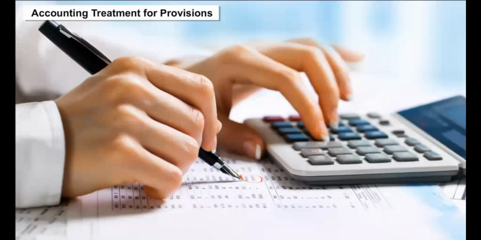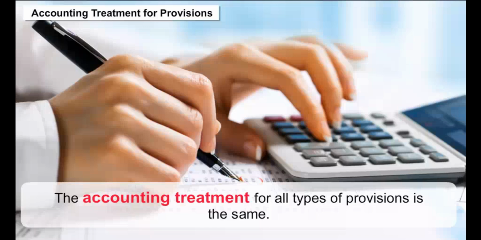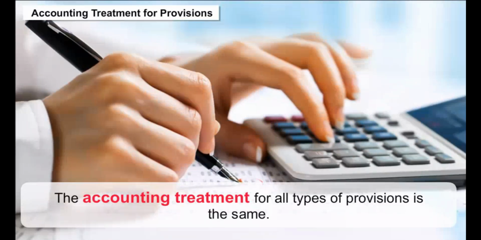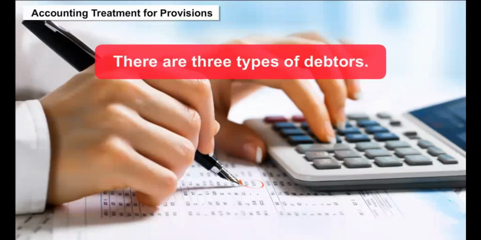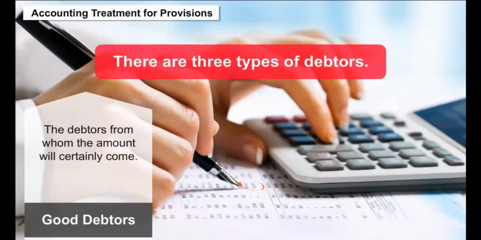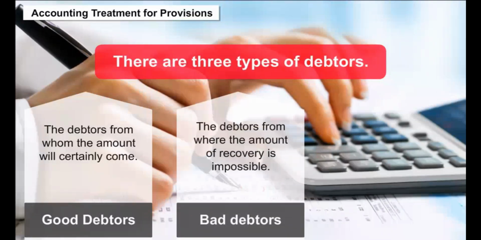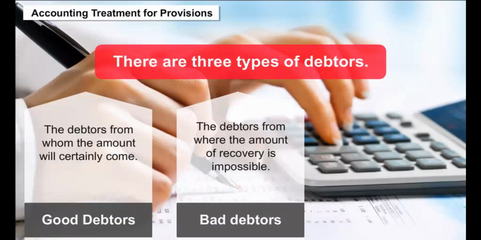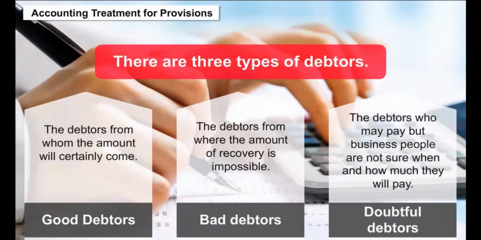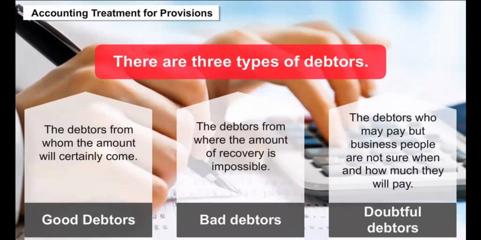Accounting treatment for provisions. The accounting treatment for all types of provisions is the same. Let us take an example of provision for doubtful debt. There are three types of debtors. Good debtors, the debtors from whom the amount will certainly come. Bad debtors, the debtors from whom recovery of the amount is impossible. Doubtful debtors, the debtors who may pay but business people are not sure when and how much they will pay.